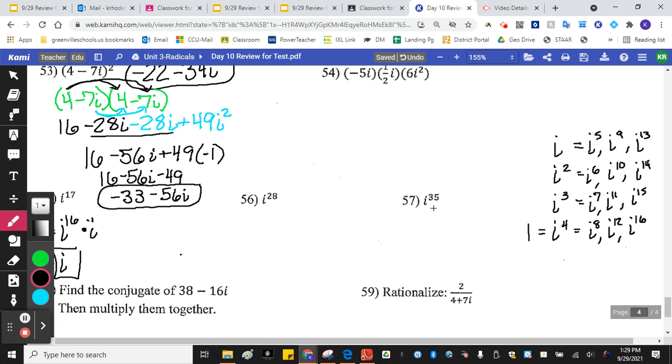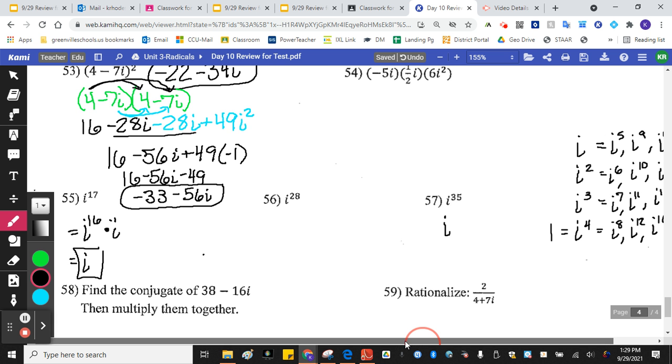So i to the 35. What is the closest multiple of? I don't get that. I don't understand 55 at all. But, well, we're doing 57. It's the same thing, and I'll try to go slower. I'll go back to 54. I did 2 different ways, so that might have been confusing.